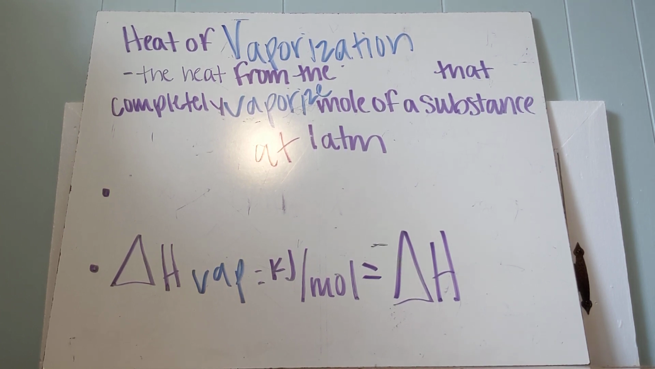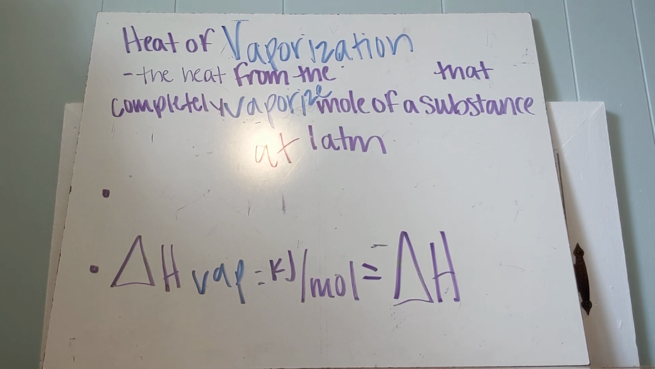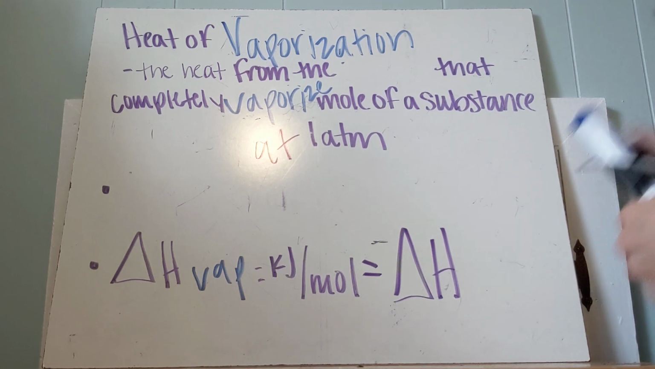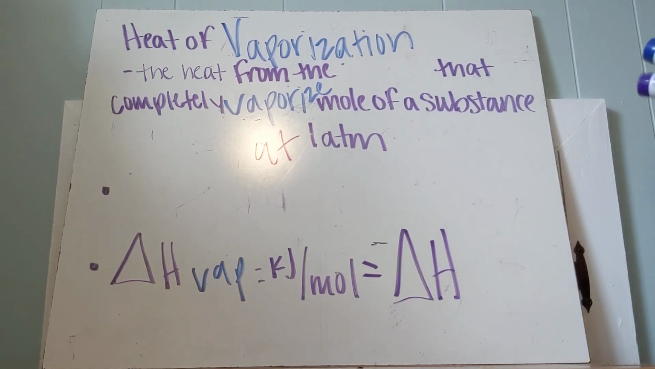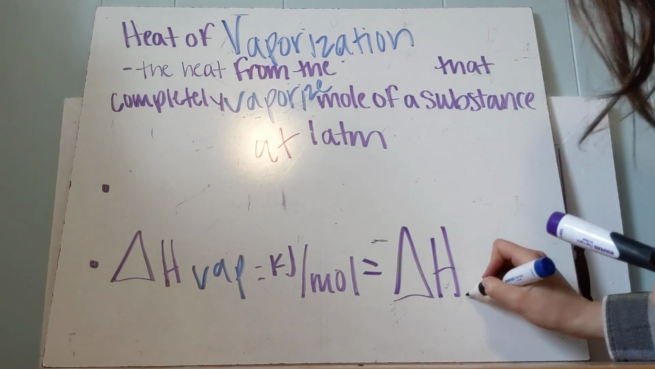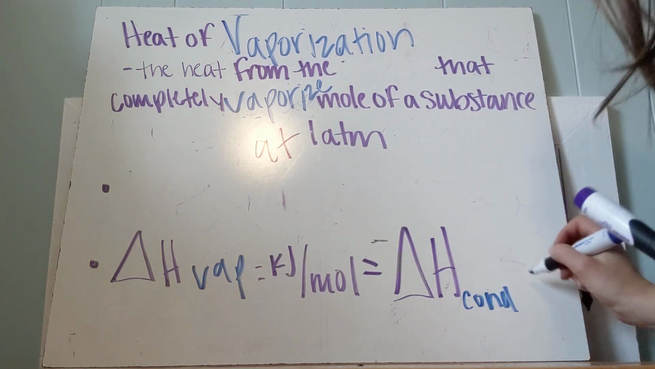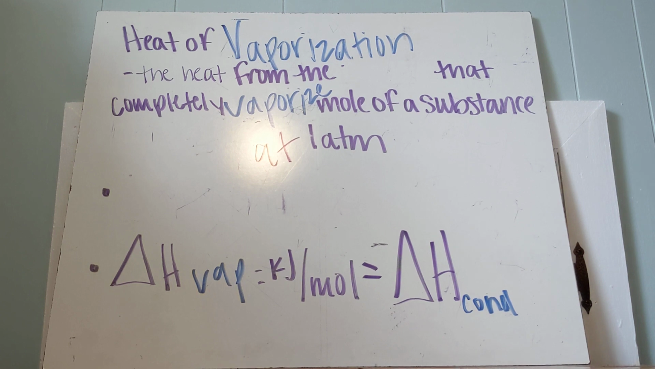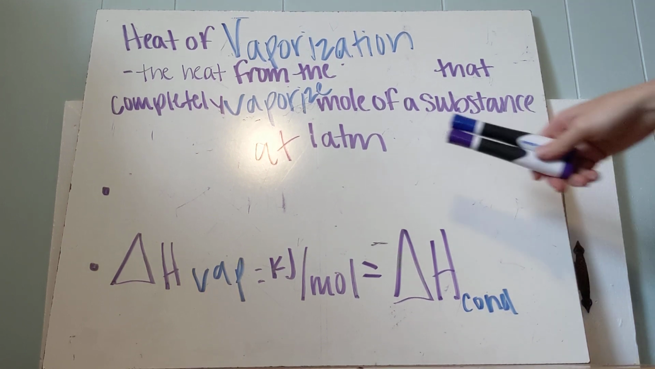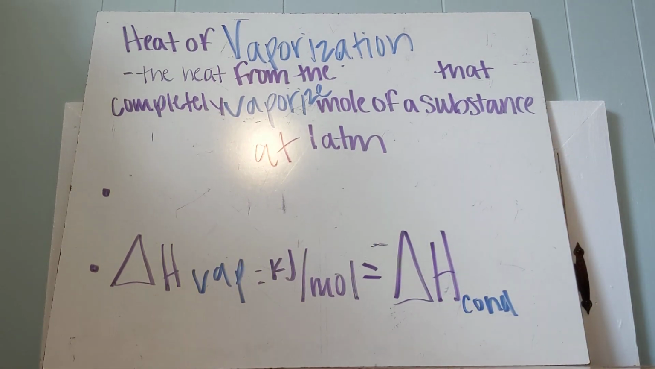And just like melting, it has an equal but opposite. So it's going to be negative delta H of condensation. I'll write that one in blue. So again, if you're asked to calculate the delta H of condensation, it's going to be negative the delta H of vaporization. Equal but opposite.